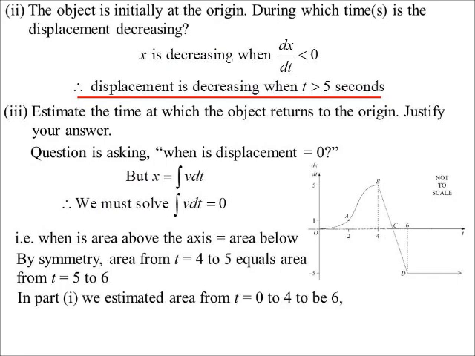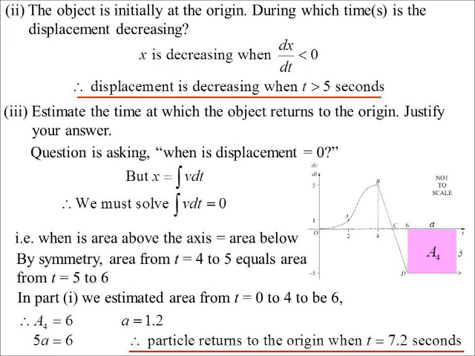Now, part I, we estimated the area from 0 to 4 to be 6. So we want to cancel that 6 out. So the rectangle after that second triangle, we want to have an area of 6. So in there somewhere. Let's call it area 4. Area 4 has to equal 6. Well, we know the height of that rectangle. So 5 times whatever that length is, let's call it little a, must equal 6. So 1.2. So we now know it's 1.2 further along from 6. So approximately after 7.2 seconds would be the answer.